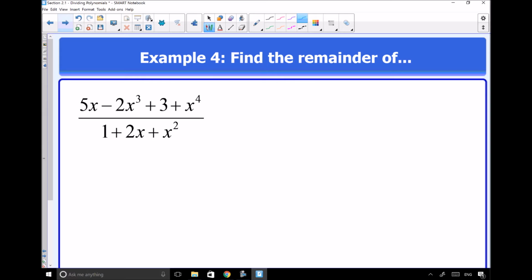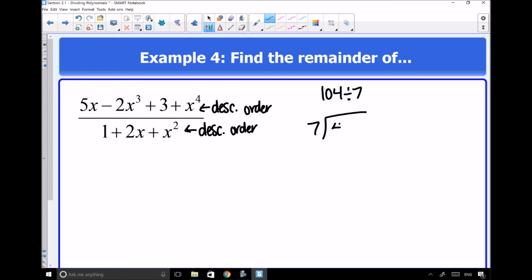Here's an example where we need to find the remainder of this division problem right here. Now, when I set up my division problem, remember, both of these need to be written in descending order. Otherwise it's going to be a lot harder for us to do our division. Just like if I told you divide 104 by 7, we're not going to put a 7 here and then put 410 right here. It doesn't make sense. We have to put our hundreds, tens, and then ones first.